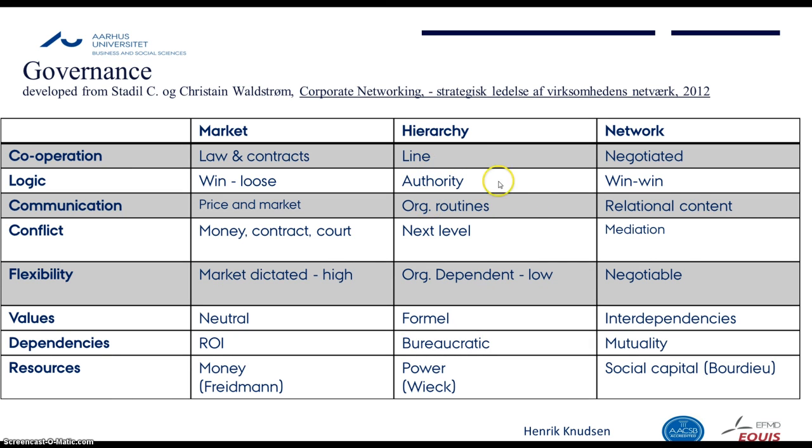So who has the authority, and then to sort this out, we have some different organizational routines, as all organizations have. Who addresses which questions and who ultimately has the last say. The last say is important because what do you do if there's a conflict in a hierarchy? You take it to the next level and it's decided by the next level.